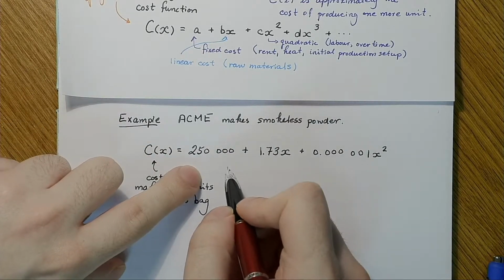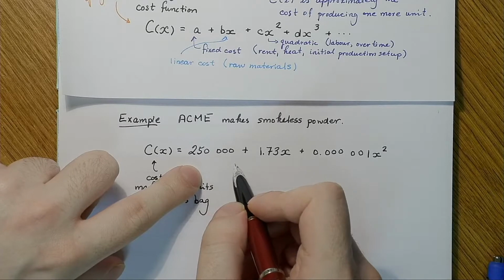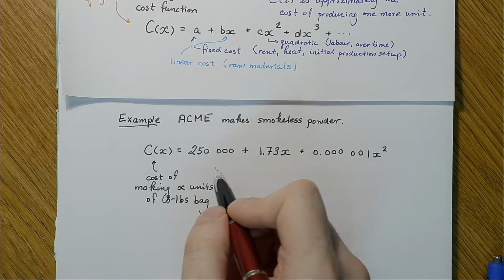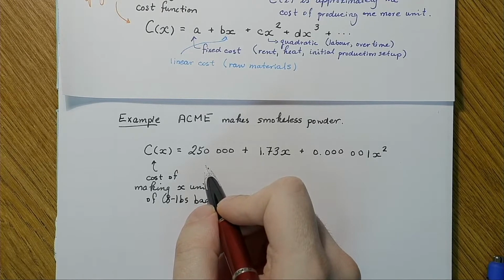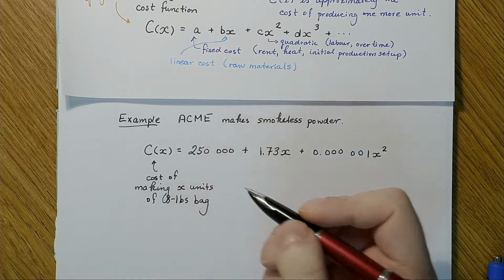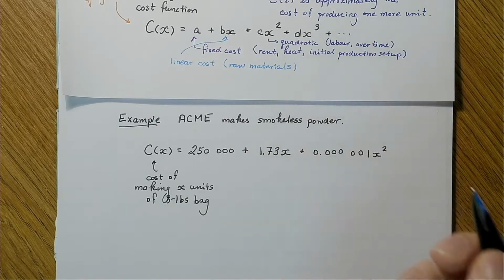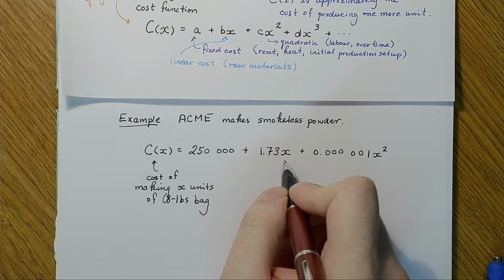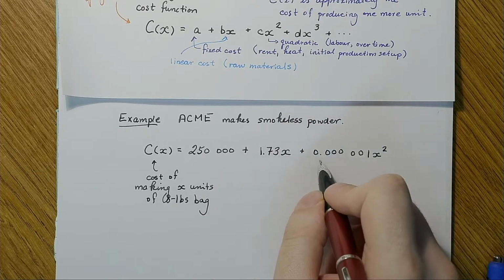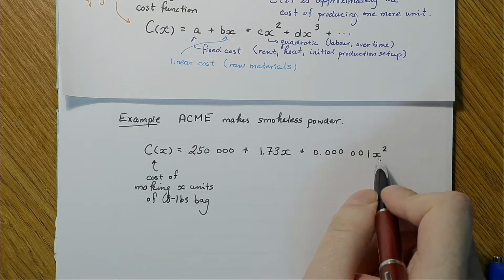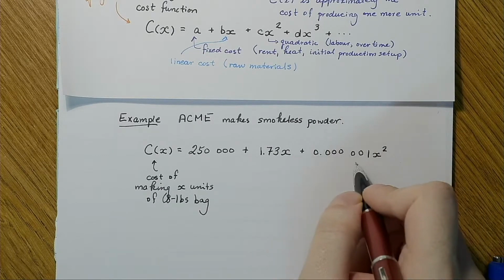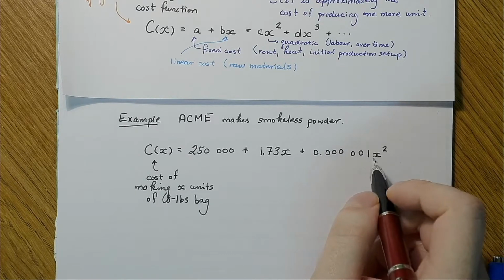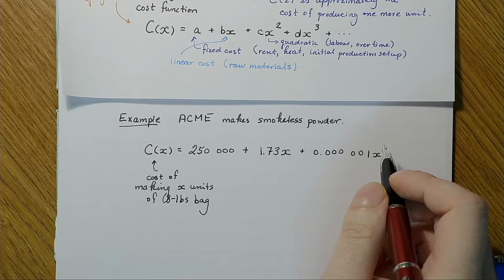So again, this $250,000 is our startup cost. Whatever the tooling or whatever it took to basically get to the point where we can start manufacturing smokeless powder. And then it costs probably about $1.73 to make each bag based on the materials. And then this 0.000001x squared is probably something along the lines of labor costs, so that as we make more bags, it's probably going to run into overtime, and so it quadratically increases the cost.